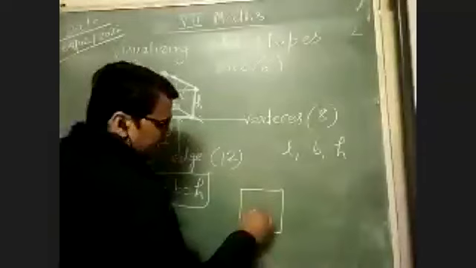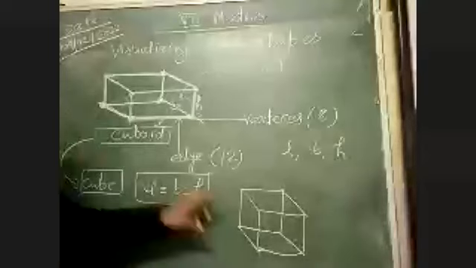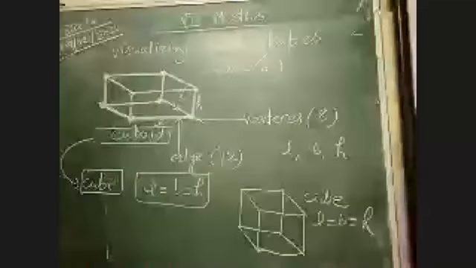This is the shape of a cuboid. Vertices, faces, and edges are the same as in the case of a cuboid, but the difference is that length, breadth, and height are all the same in the case of a cube. This is a cubical shape, in which length is equal to breadth is equal to height. Are you getting this point? This is the basic concept that we have today.